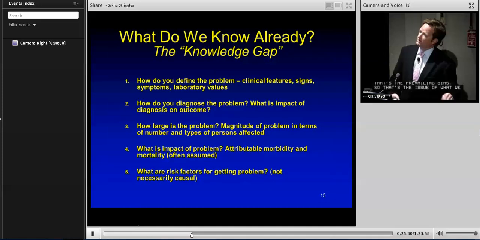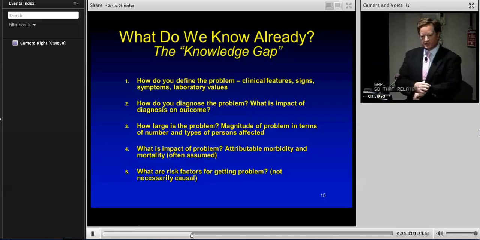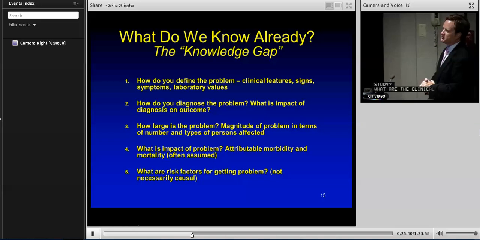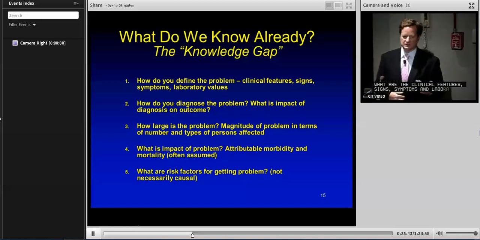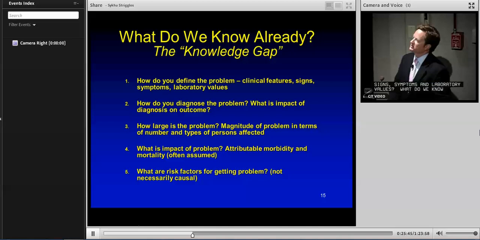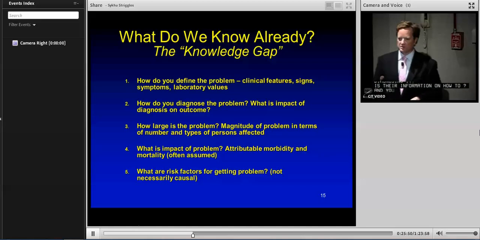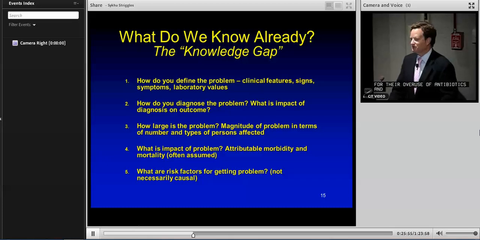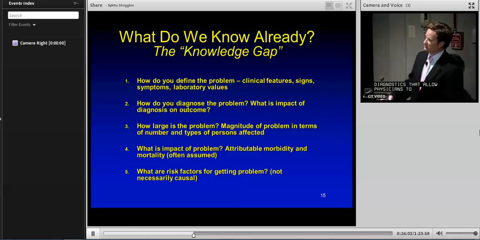And that relates to, again, what research question have you started off with? For instance, how do you define the problem that you want to study? What are its clinical features, its signs, its symptoms, and its laboratory values? What do we know about diagnosing it? Is there information on how to separate it out? In fact, you can't blame physicians for their overuse of antibiotics in viral infections, because we have very few rapid diagnostics in infectious diseases that allow physicians to separate out who has an infection from no infection, who has a viral infection versus a bacterial infection. So there is a lot of work to be done in the diagnostic area there.